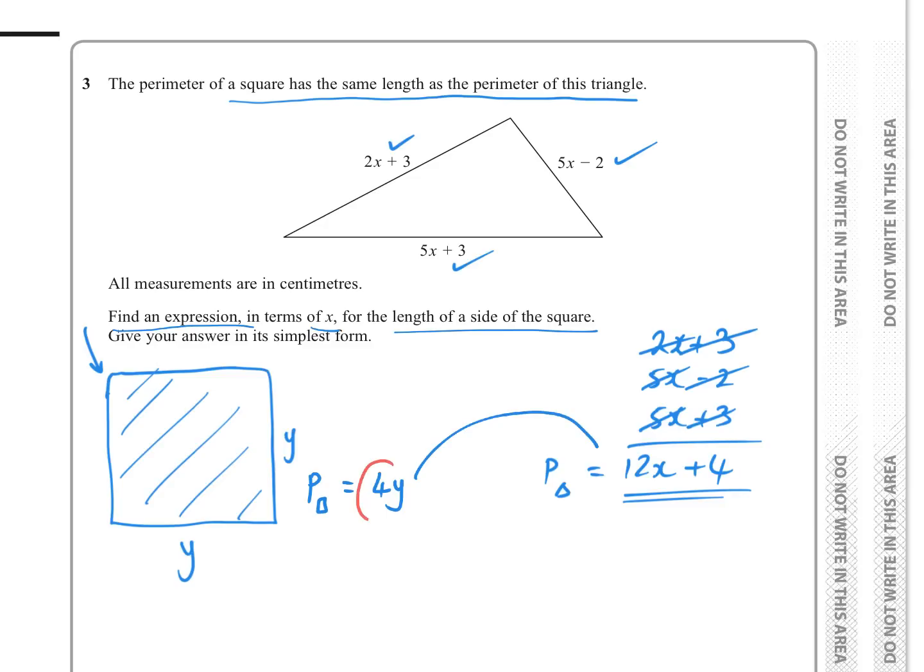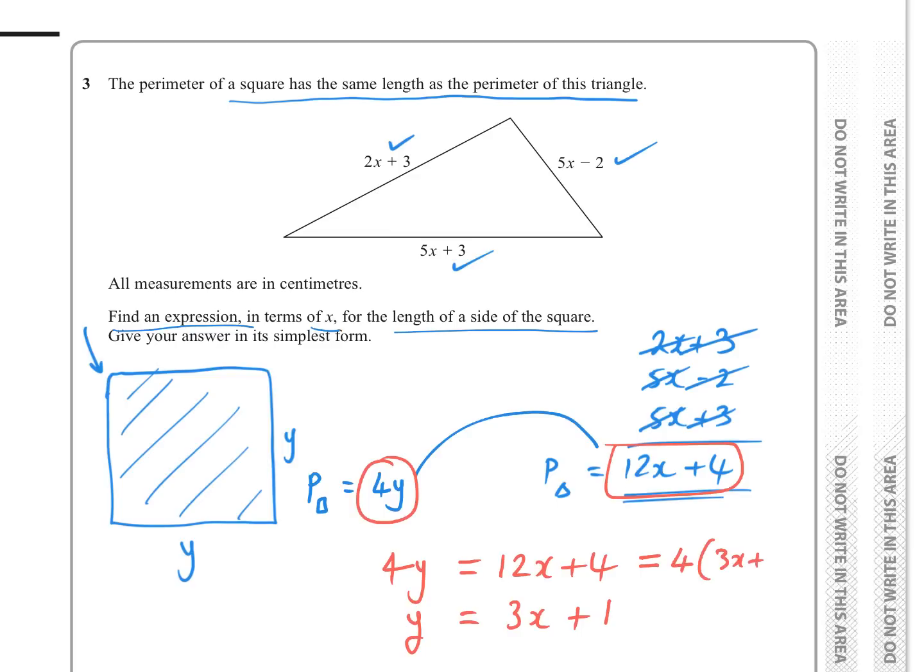So all we have to say is that 4y, the perimeter of the square, is exactly the same as the perimeter of the triangle. And if you divide both sides by 4 for this equation, you will have y equals 3x plus 1. Another way of looking at that is, if you factorise 12x plus 4, you'd get 4 lots of 3x plus 1. And then you'd be able to see clearly that if you divided both sides by 4, you would get the desired result, y equals 3x plus 1.